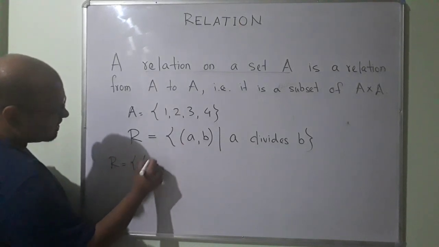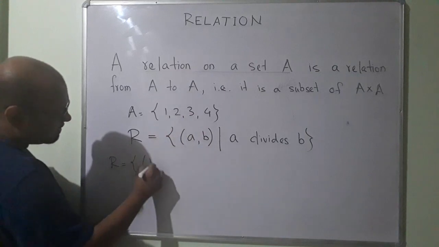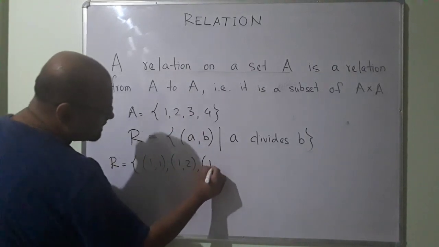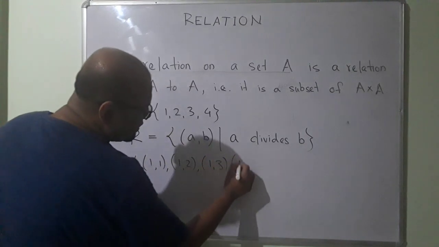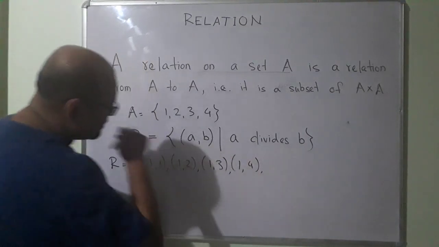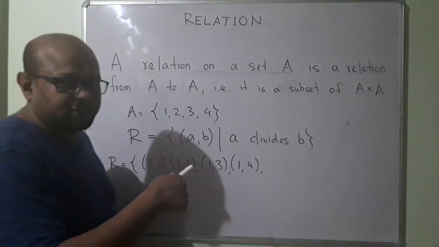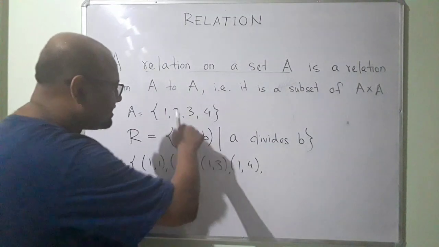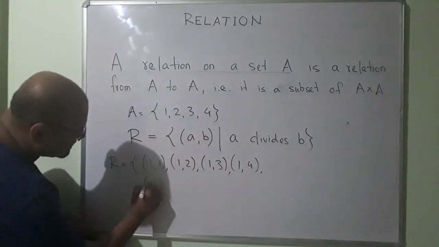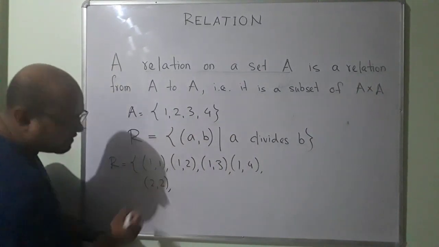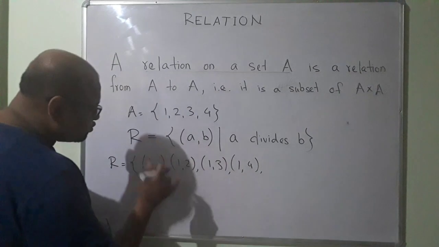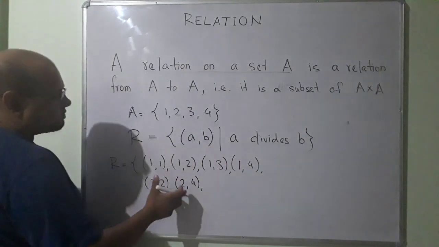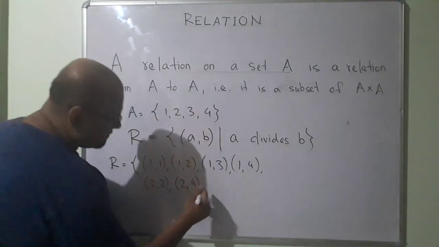Does 1 divide 1? Yes, 1 divides 1. 1 divides 2. 1 divides 3. 1 divides everything, right? 1 divides 4. Okay. Then does 2 divide 1? Perfectly. No, it does not. So 2, 1 will not be there in the relation. Does 2 divide 2? Yes, it does. Does 2 divide 3? No, it does not. Does 2 divide 4? Yes, it does. 2, 3 will not be in the relation. 2, 4 will be in the relation.